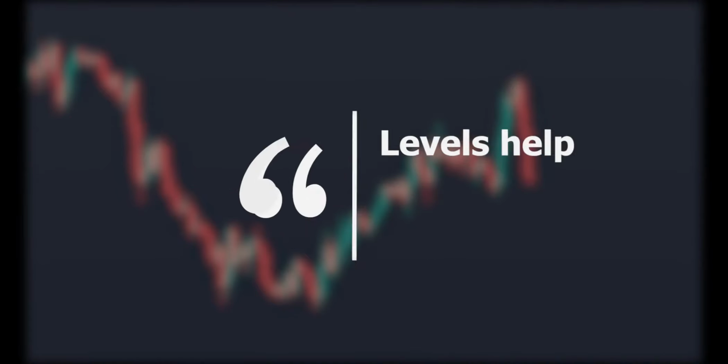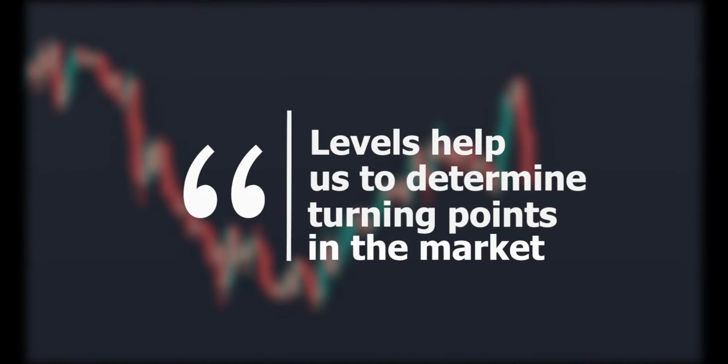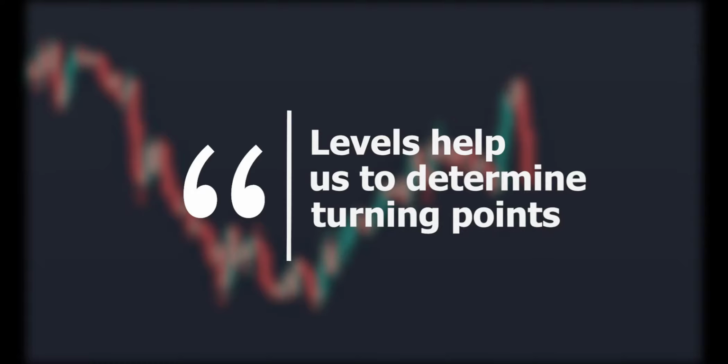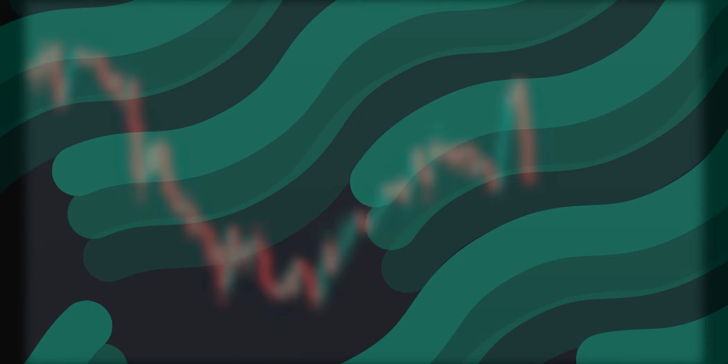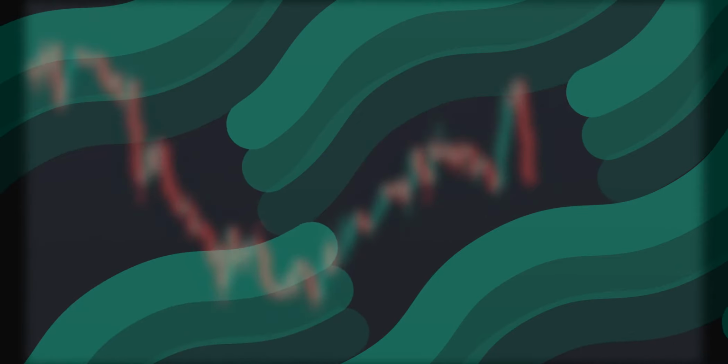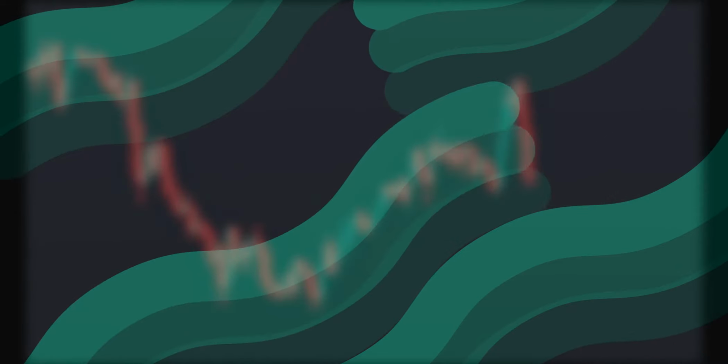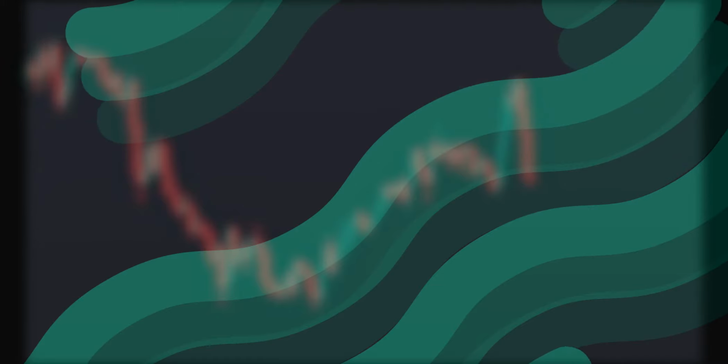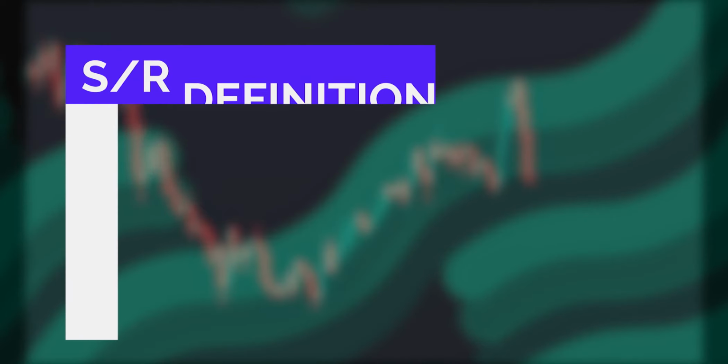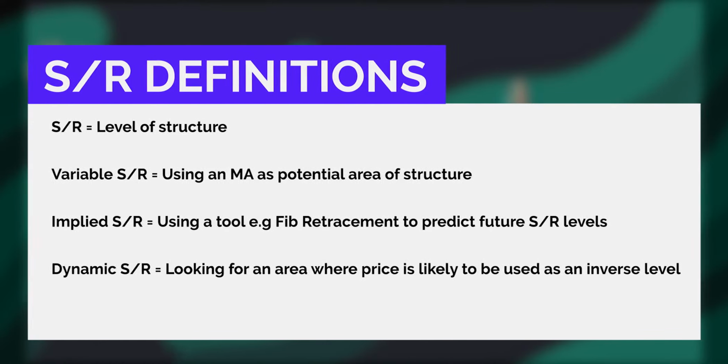The reason that we always look for support and resistance in the market is they help us to identify potential turning points in the market. A step further from this is looking at different types of support and resistance. Many people in the trading industry use the same terms to explain different things, so I'll just break down what each means for me. A level of support or resistance is just an area of structure.